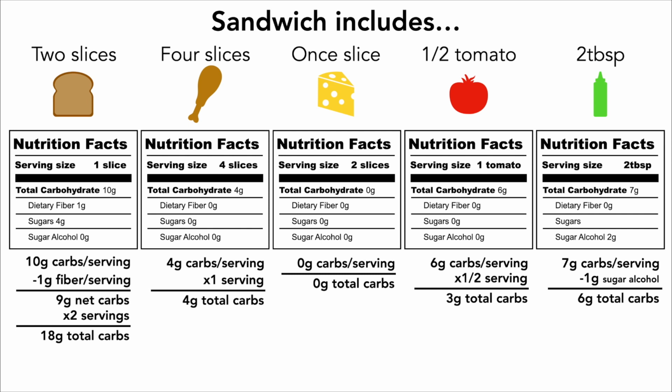Now that we have accounted for everything, we can add them all together. So 18 plus 4 plus 0 plus 3 plus 6 is 31 grams of carbs. Great, we're now finished with this sandwich. We'll keep that number for later.